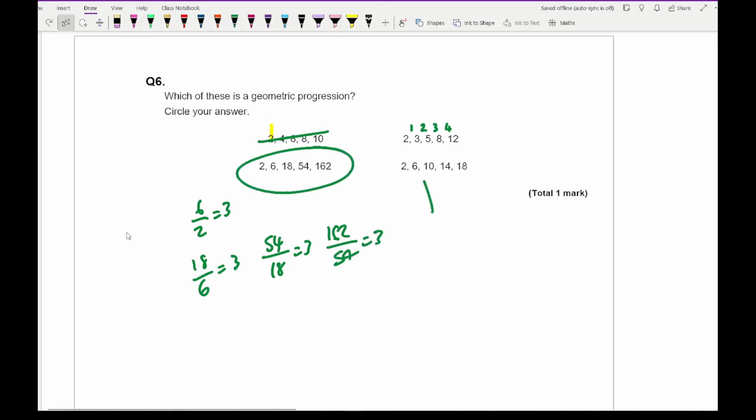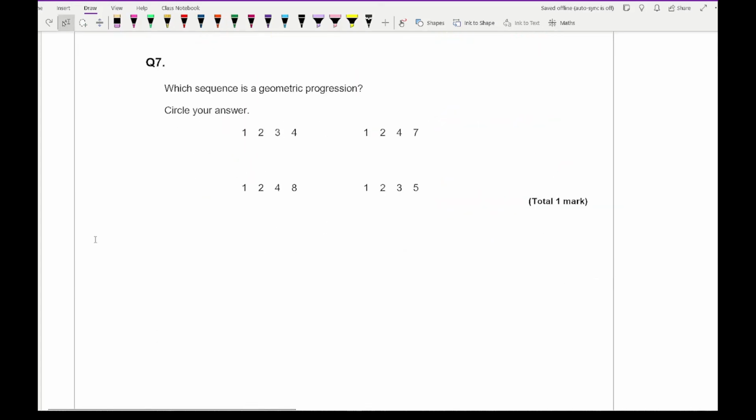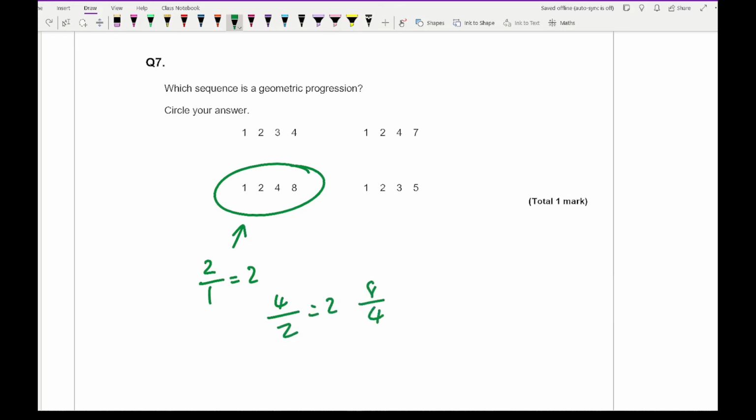Again, if I did it for this one, 6 over 2 is 3, 10 over 6 is going to be 5 over 3, and that's going to be 1.6 recurring, if I'm not mistaken, which again gives me different answers. Then moving on to question 7, which of the sequences is a geometric progression. I'm looking for which one has the same fraction, and it's going to be this one here. The reason why is 2 over 1 is 2, 4 over 2 is 2, and 8 over 4 is 2, and each of these numbers are the same.